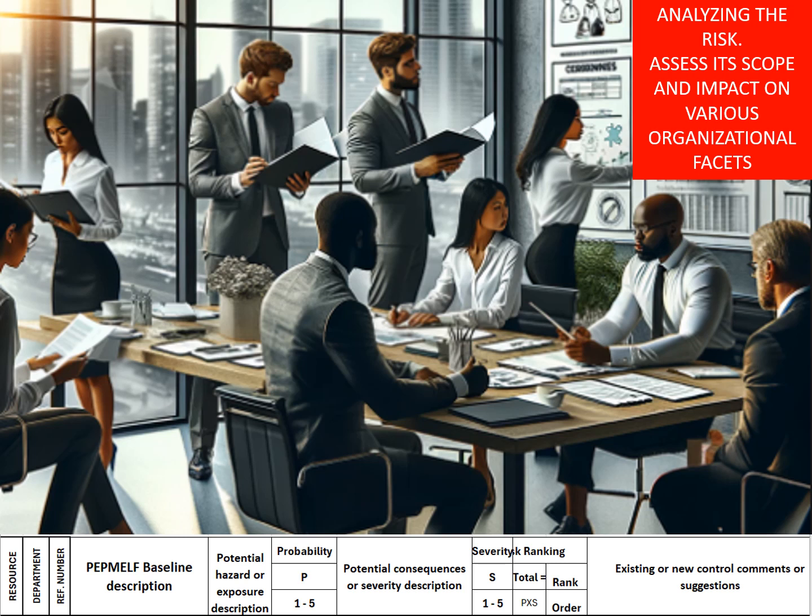Coming back to our step 2, we start analyzing the risk to assess its scope and impact on various organizational facets. So once a risk has been identified, we must assess its scope and impact on various organizational facets. This analysis ranges from minor inconveniences to threats that could halt operations entirely. In order to prepare certain assessments, it could require the input, as I said before, of specific persons with higher levels of knowledge and competence in areas of expertise.